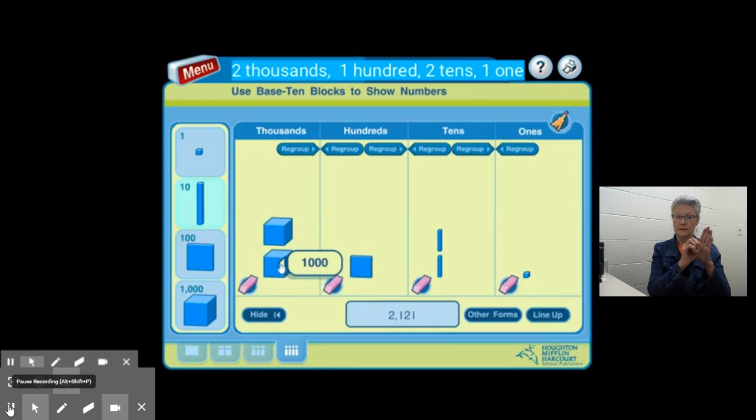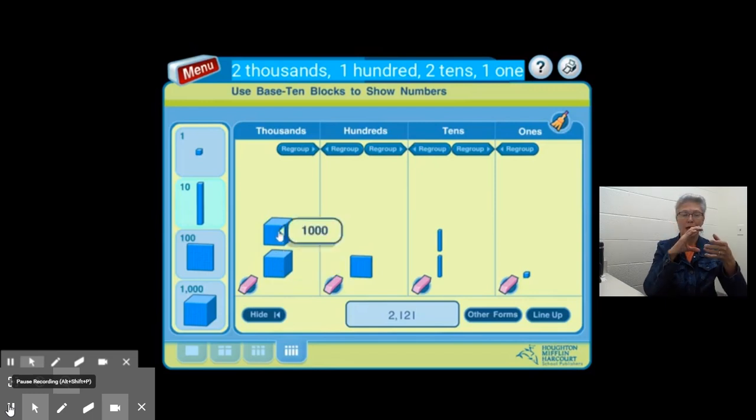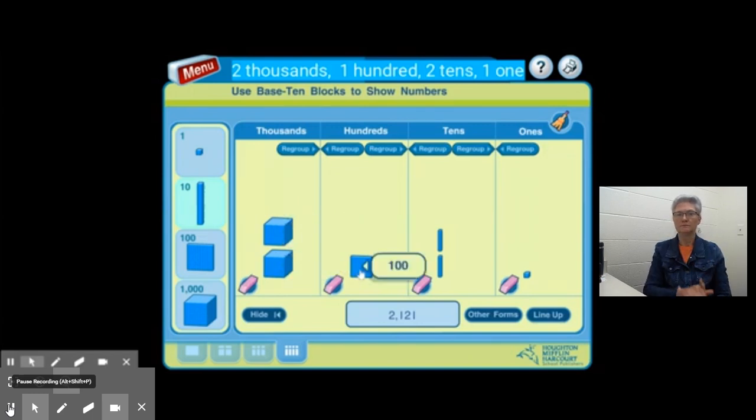In this example, we have two big cubes. Each of them represents 1,000, so we have two thousands. We have one flat, which is 100. We have two longs. Each of them has a value of 10, so we have two tens, or 20. And we have one small cube, which represents 1.